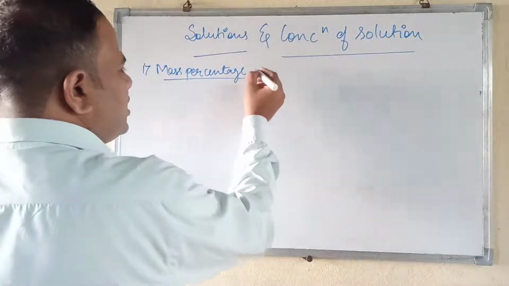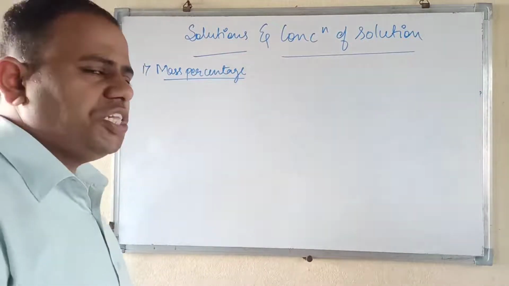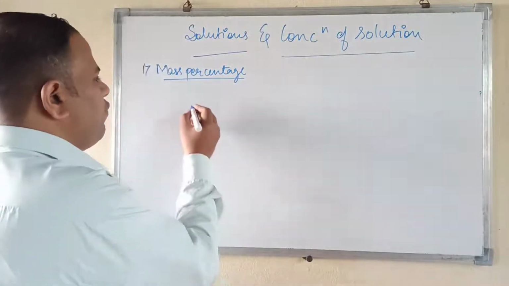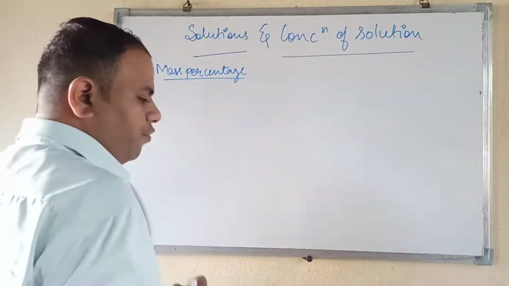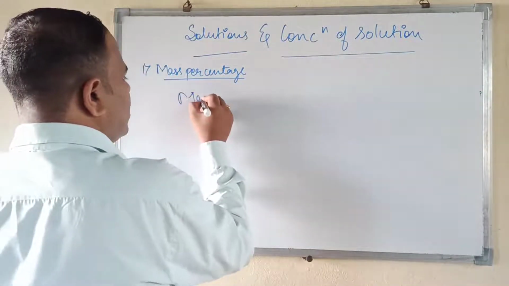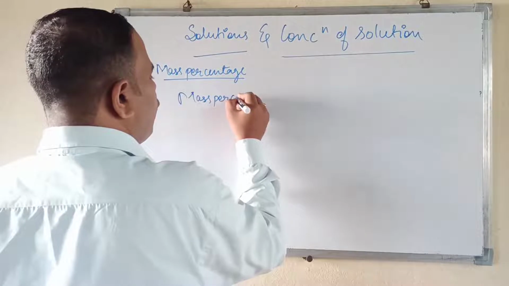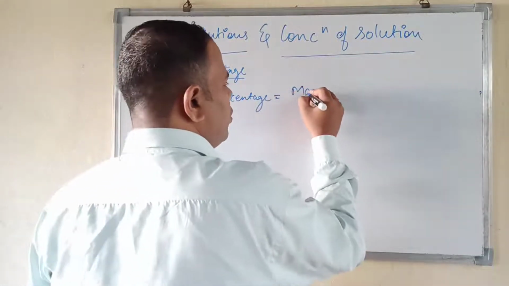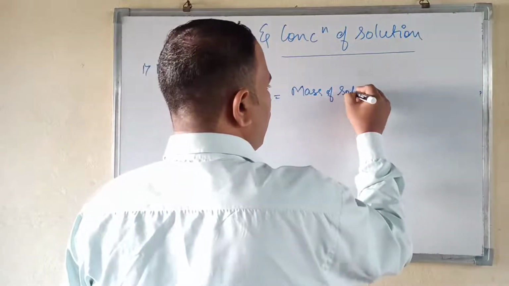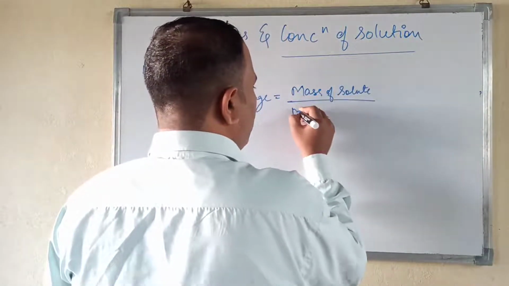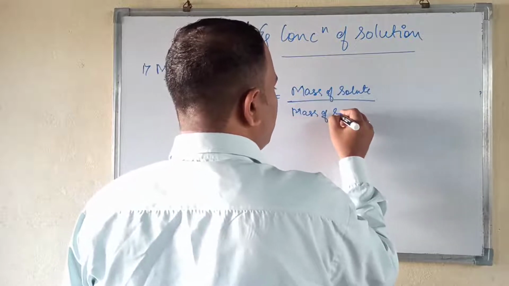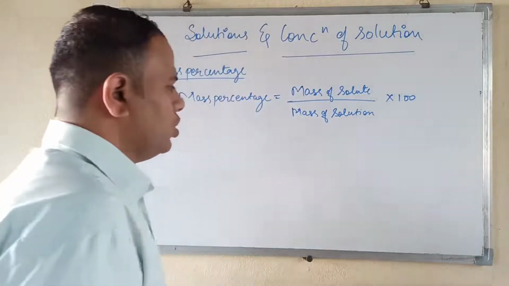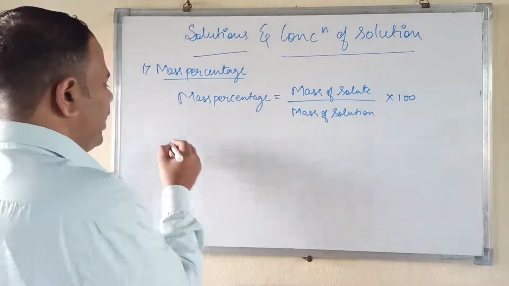Now the mass percentage is a basic unit which is used commonly, where we prepare a solution of a certain percentage. First of all, let me give you the formula for mass percentage. Mass percentage is equal to mass of solute divided by mass of solution, multiplied by 100.